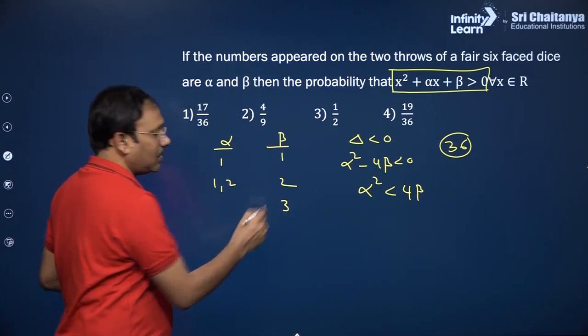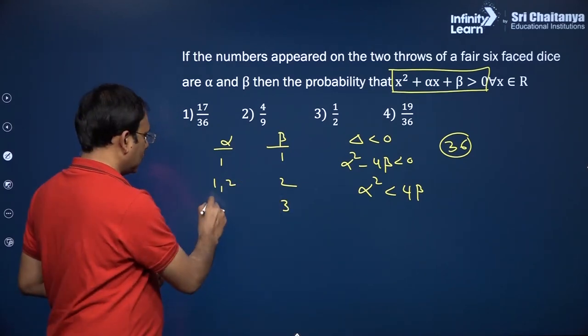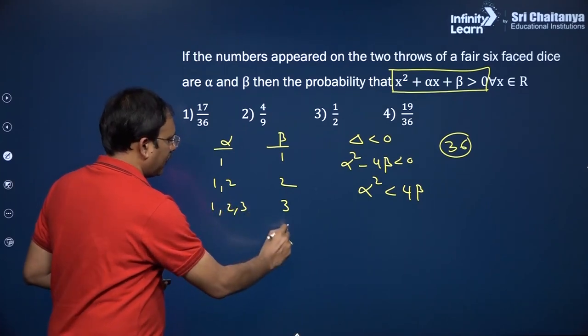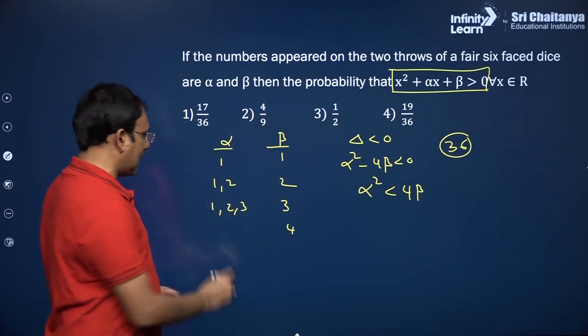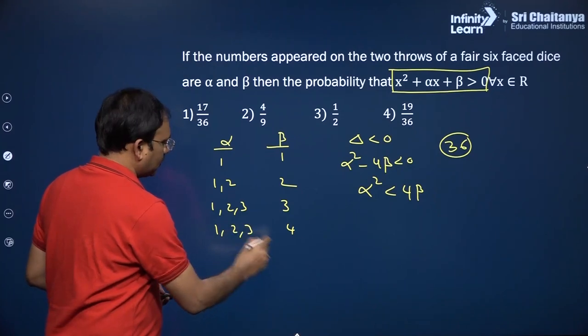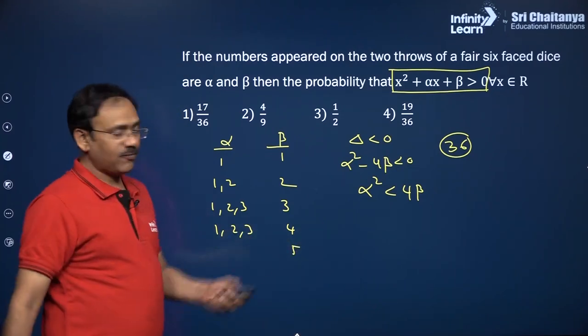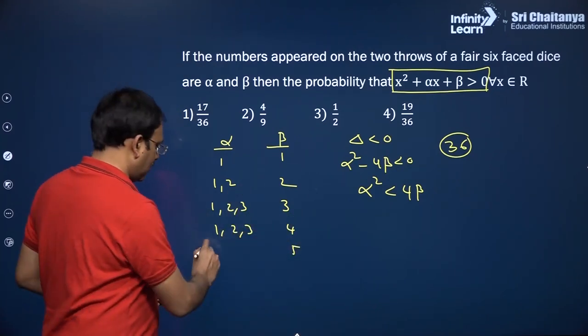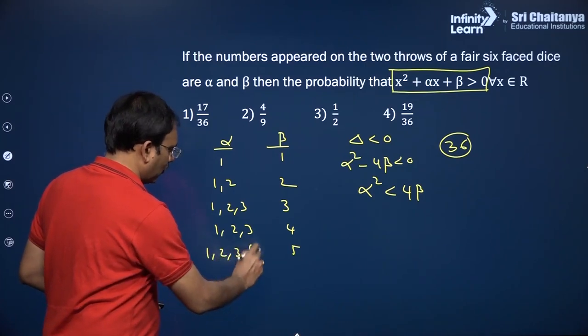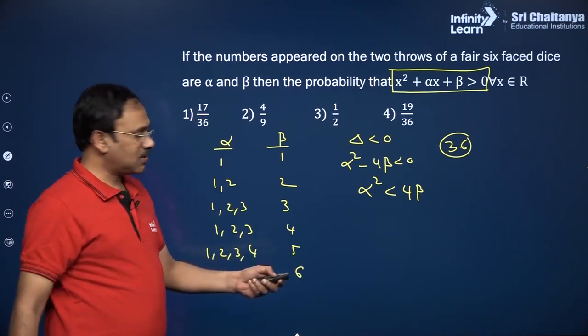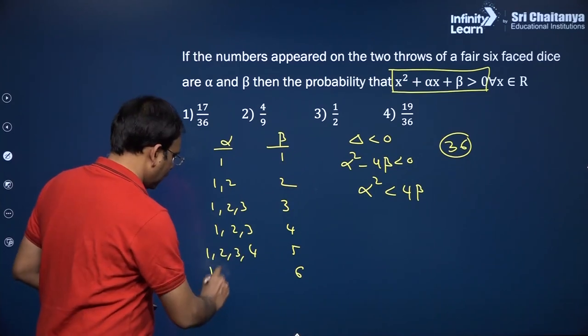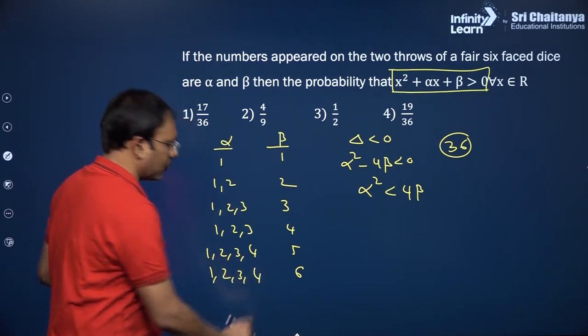If beta is 3, alpha square less than 12, so 1, 2, 3. If beta is 4, alpha square less than 16, 1, 2, 3 possibilities. If beta is 5, less than 20, that means 1, 2, 3, 4 only. If beta is 6, my dear friends, less than 24, again 1, 2, 3, 4 itself.